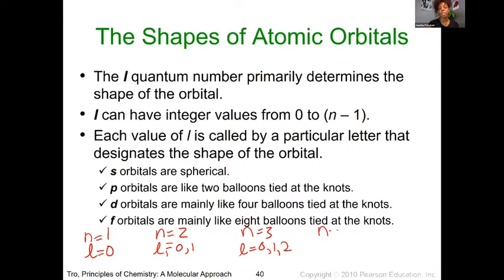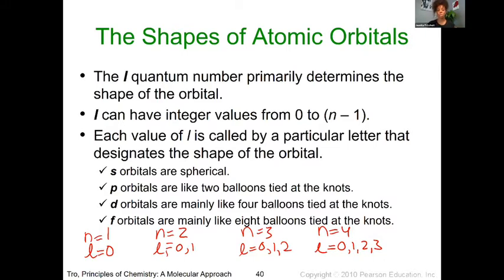And when n is equal to 4, your possible L values can equal 0, 1, 2, or 3. And so you may be asking yourself, what does this mean? How do I relate this to understanding what an orbital looks like or where it's found? Well, each of these L values, 0, 1, 2, or 3, corresponds to a specific type of orbital.